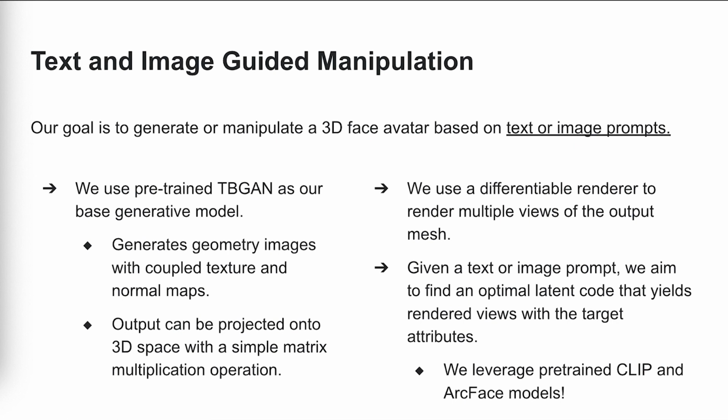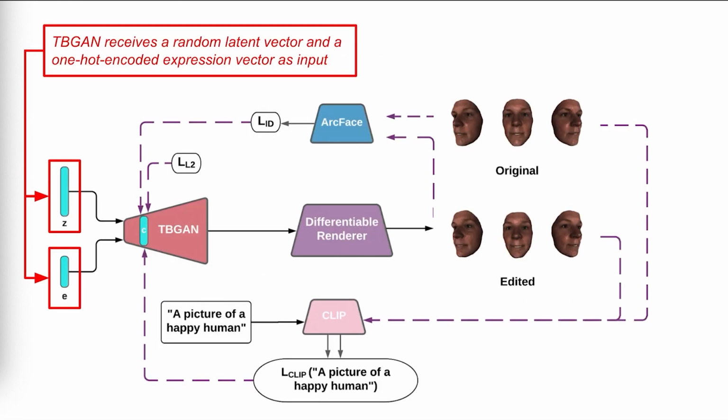In our work, we operate within the latent space of TBGAN. Given a text or image prompt, our goal is to find an optimal latent vector that yields a mesh with the target attributes. Let's go over this process step by step.